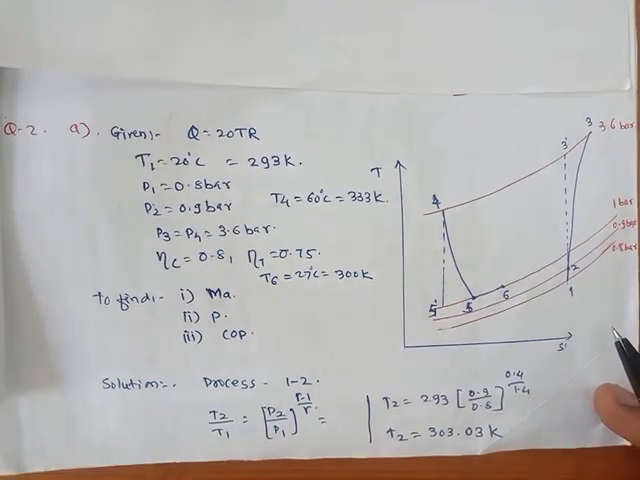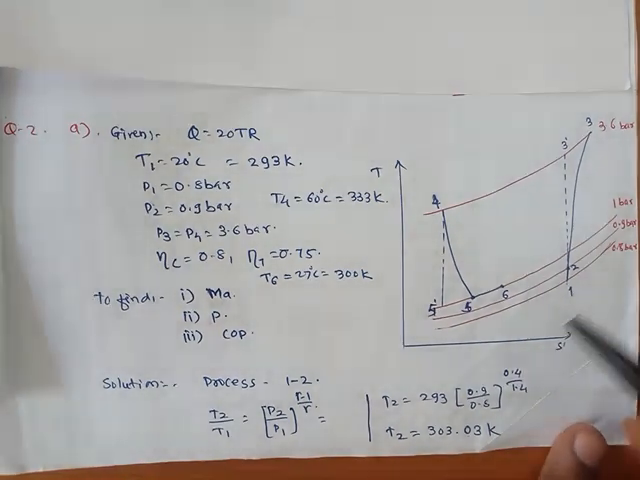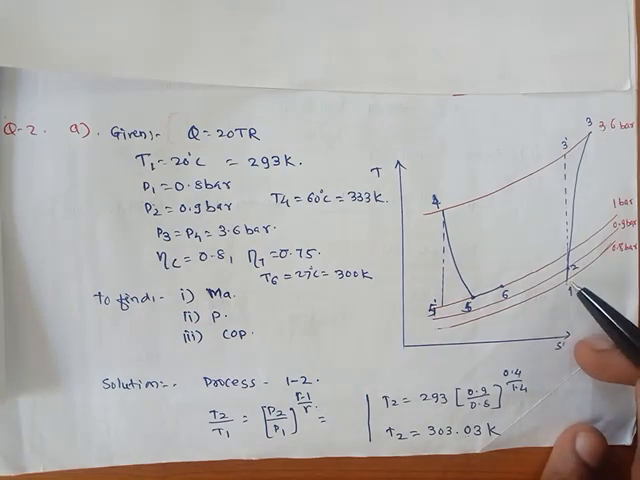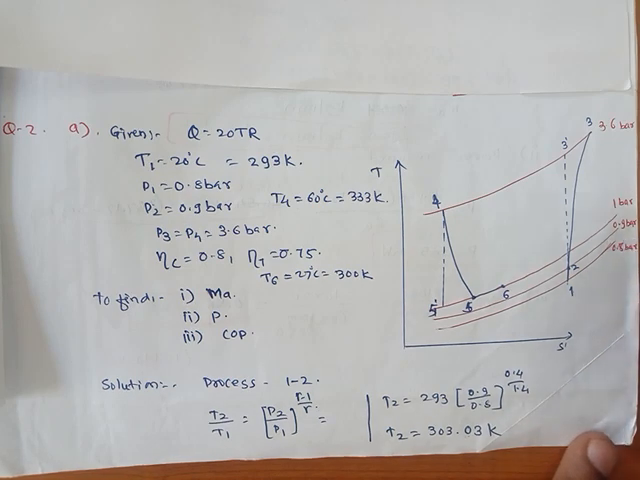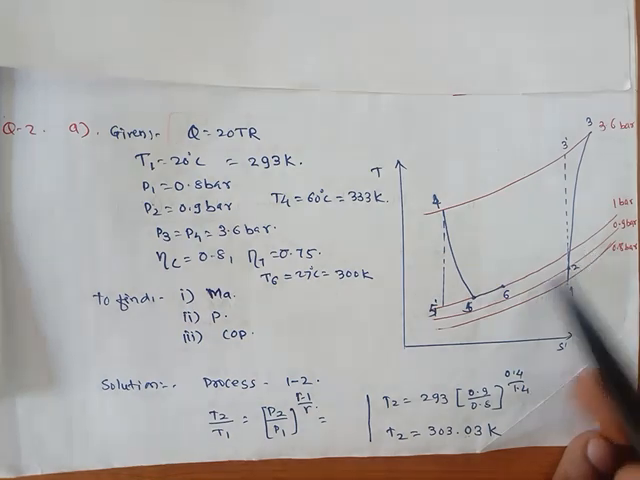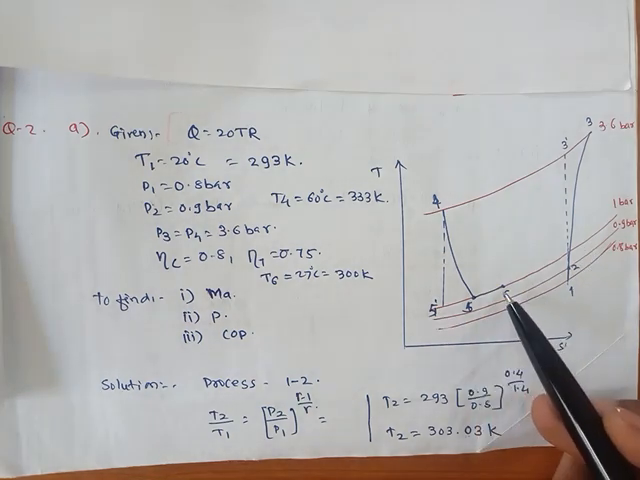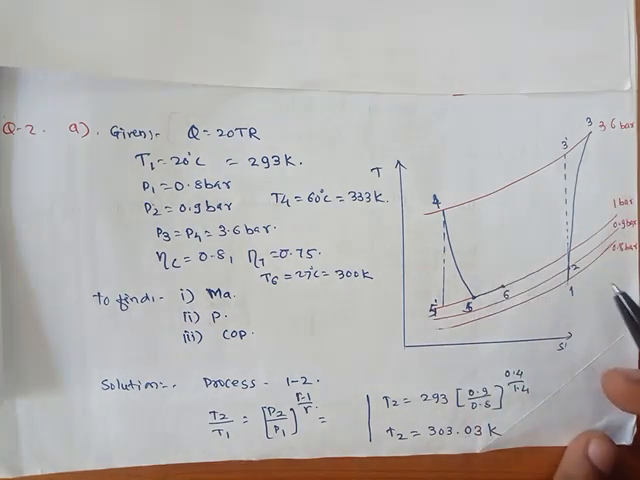According to the given data we will draw the pressure lines. Ram air input pressure, that is atmospheric air pressure, is 0.8 bar, ram air output pressure is 0.9 bar. Then compressor outlet pressure is 3.6 bar and cabin pressure we have given is 1 bar. So from that we have drawn this figure.